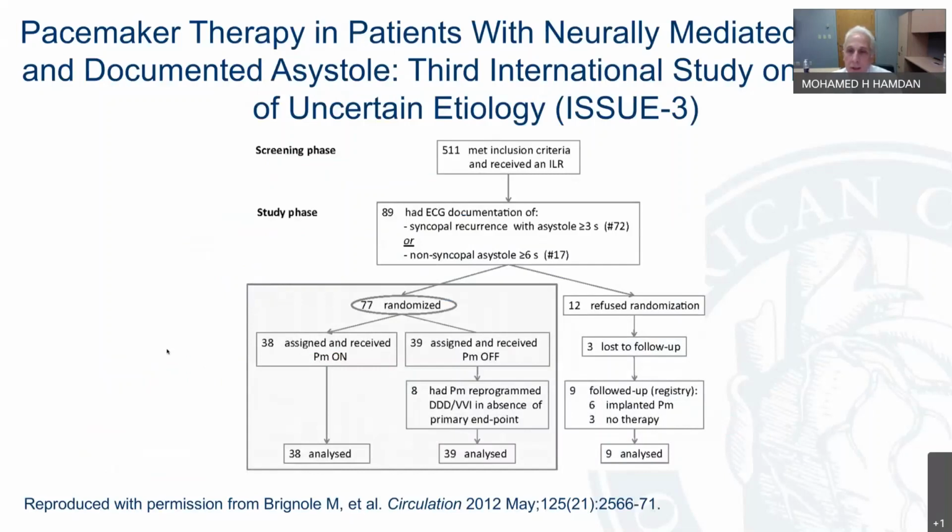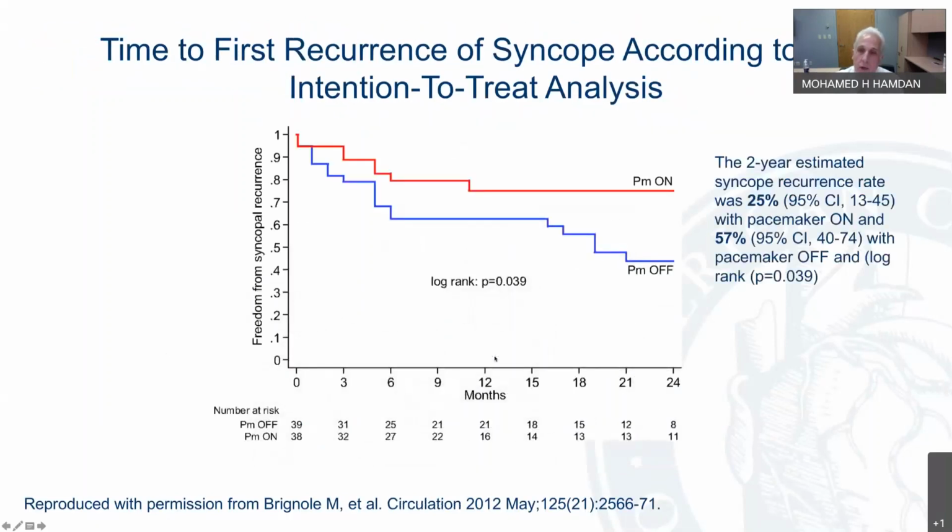patients with established diagnosis of vasovagal syncope who had documentation of spontaneous asystole, either 3 seconds with syncope or 6 seconds or greater without syncope, received a pacemaker. Half of them had the pacemaker turned on, half turned off. And during a 2-year follow-up, the rate of syncope recurrence was basically cut in half in patients with the pacemaker on compared to patients with the pacemaker off, 25% versus 57%.